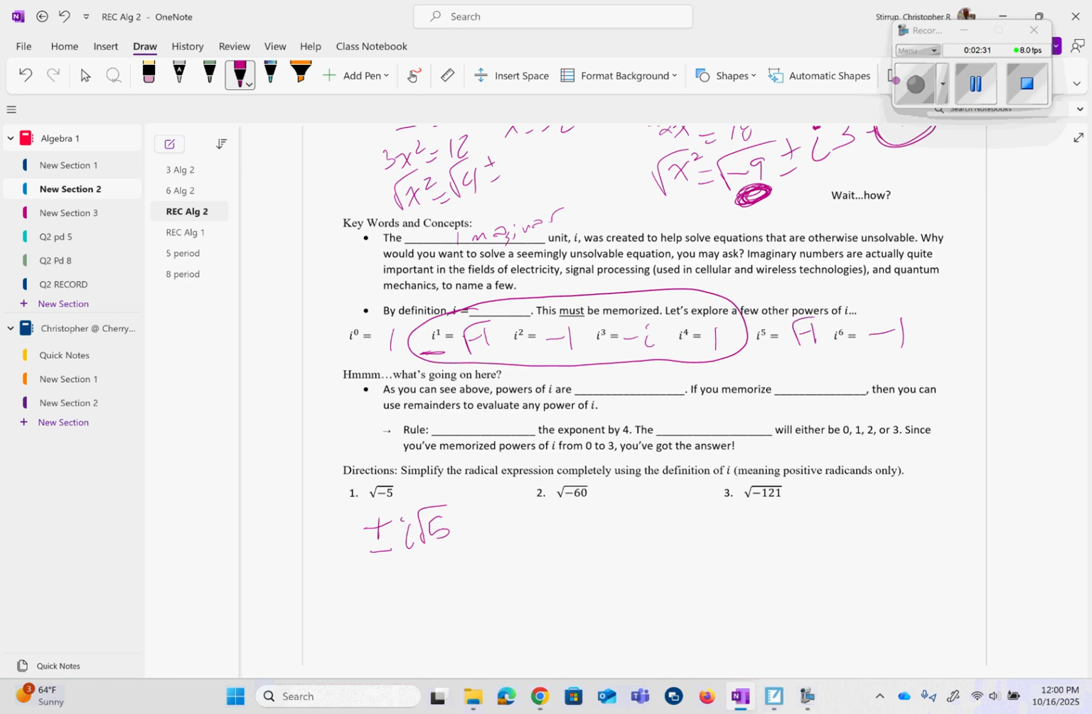This one, I'm going to get the i out front. Don't forget the plus minus. 60 is going to break down to 4 times 15. So square root of 4 is 2. So I have that. Clean it up a little bit. You want the i to go first usually. It's not that it's wrong. It's just preference. This one is going to come out to plus or minus 11i. Okay.